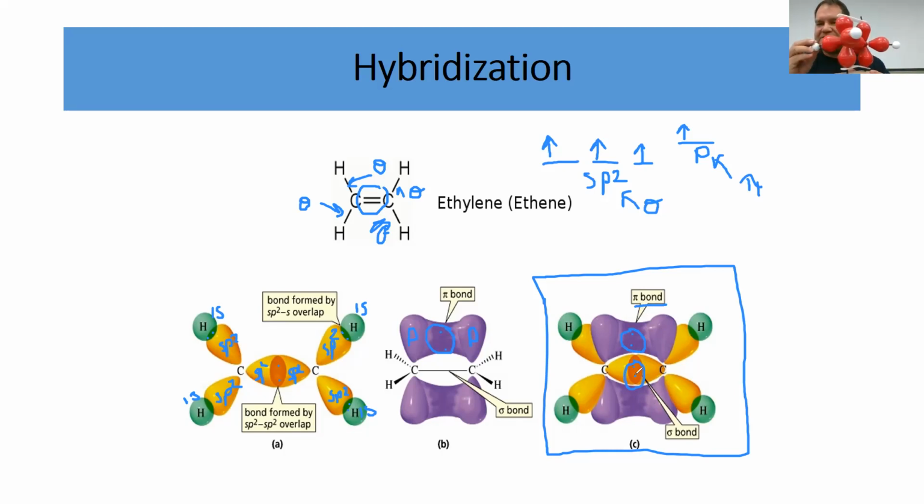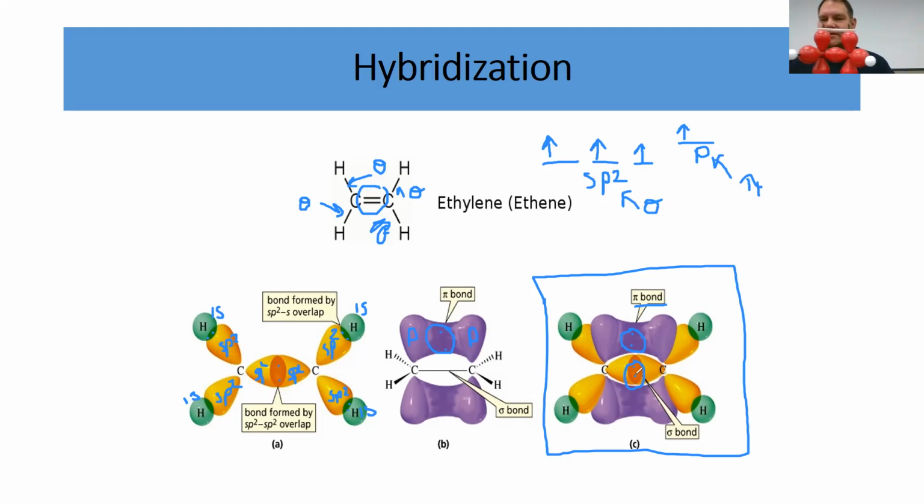So this is what we were just looking at. These balls in white are my 1s orbitals from hydrogen. So all of these are the 1s orbitals of hydrogen. And it's going to overlap with an sp2 hybrid orbital from the carbon. That's what's in red. All the red, these are sp2. So sp2 overlaps with the 1s all the way around.